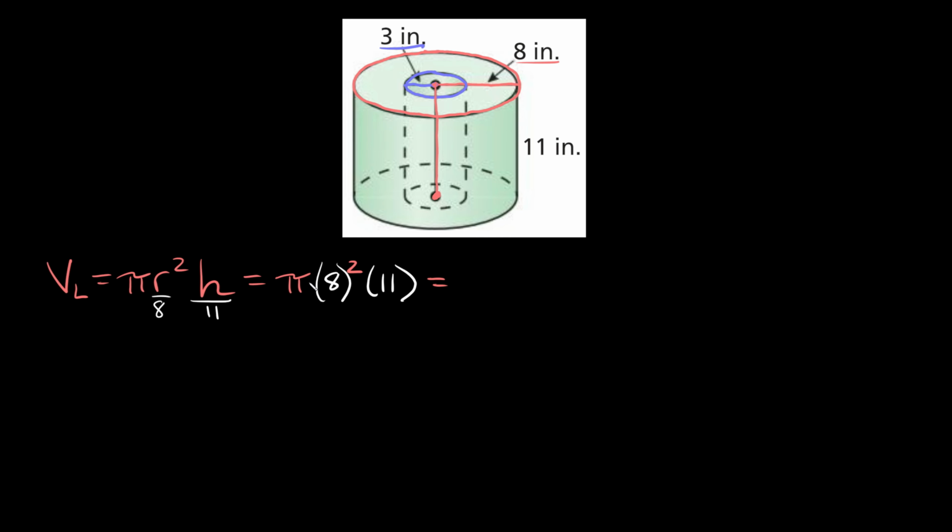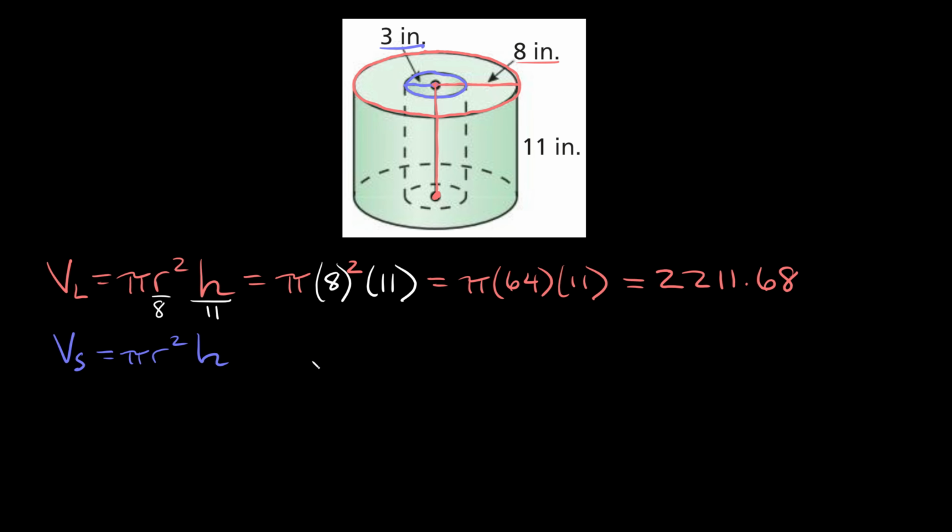Okay, so then this is going to be equal to pi times 8 squared is 64. And then we still have 11 right here. Okay, so if you multiply this out, you'll get that this is equal to approximately 2,211.68. Okay, so that's the volume of the large cylinder. And now let's find the volume of the small cylinder. So that's going to be the same formula, right? Since it's also a cylinder, it's pi r squared times h.